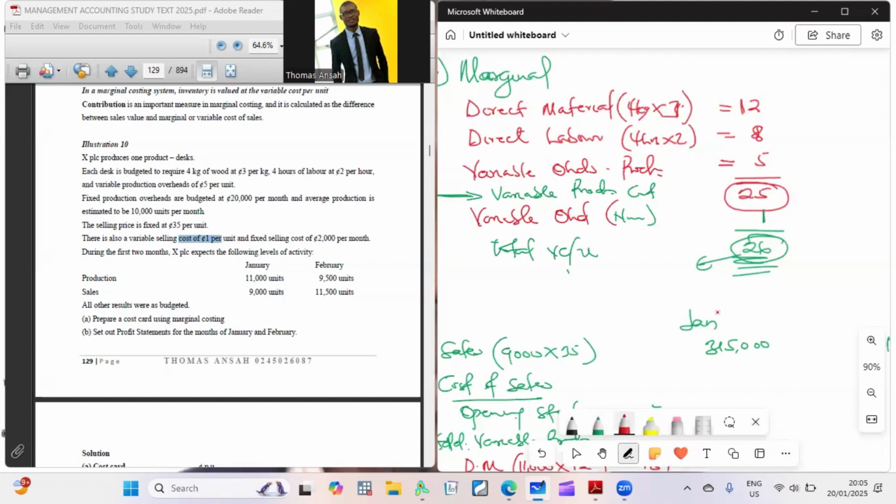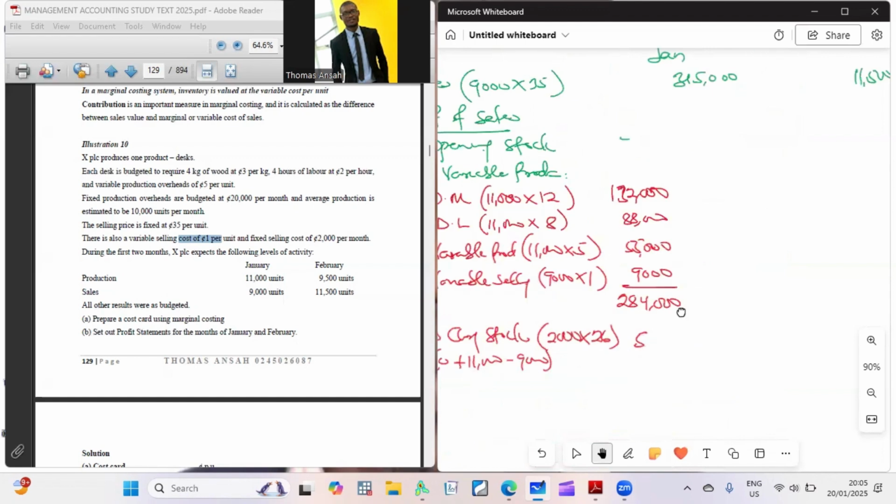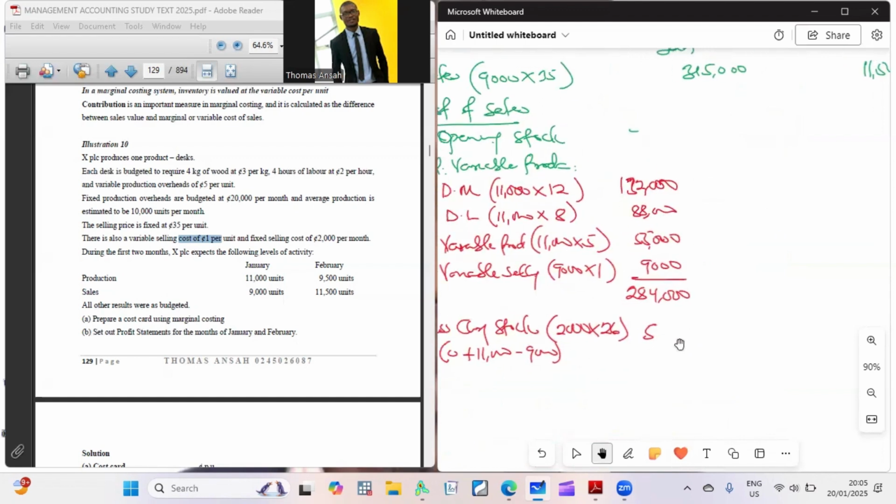We can use the 26, okay? You can actually use the 26. You are not wrong because at the end of the day, it's 26. So if I use 26, for example, for my valuation of the 2000 stock, because I will still have to take care of the variable cost there. We will still have to take care of that. But for the purposes of valuing our closing stock, I think we need to use the 25 because that one was for the stock.